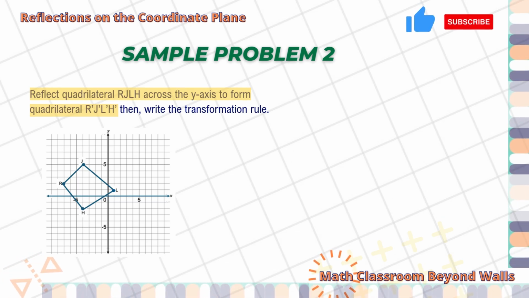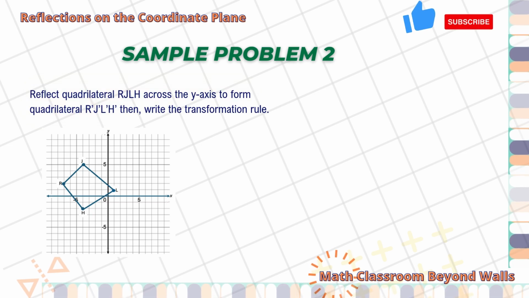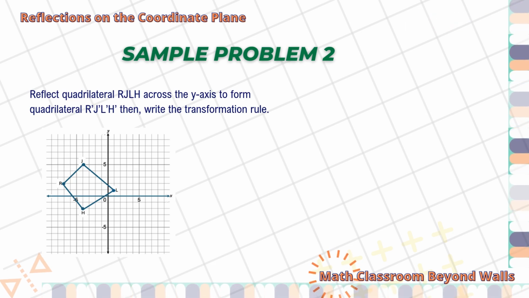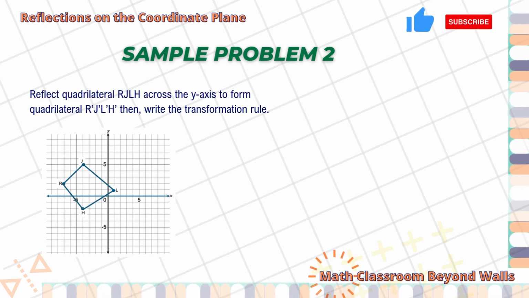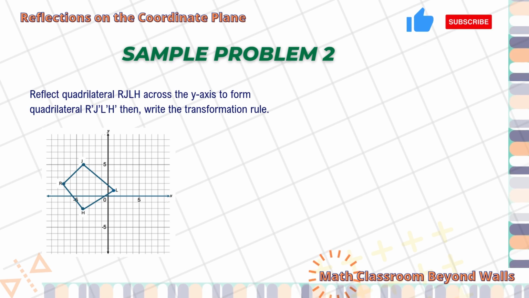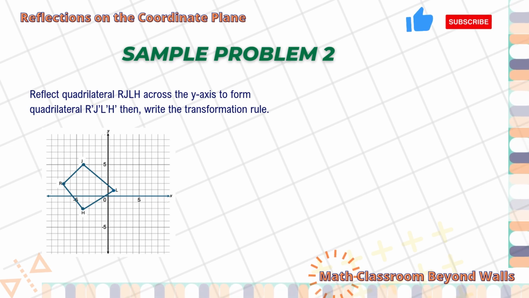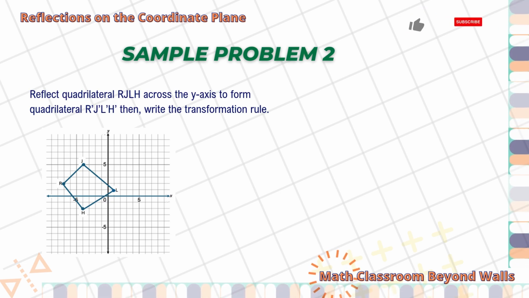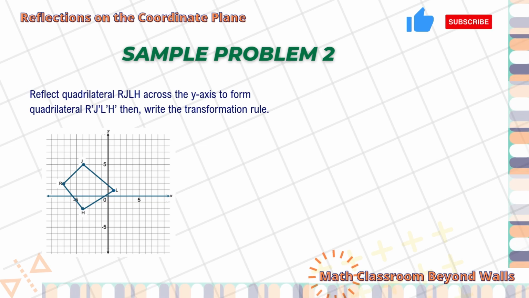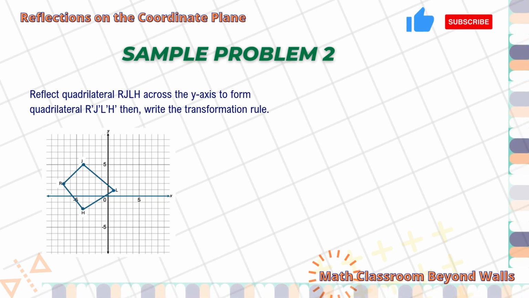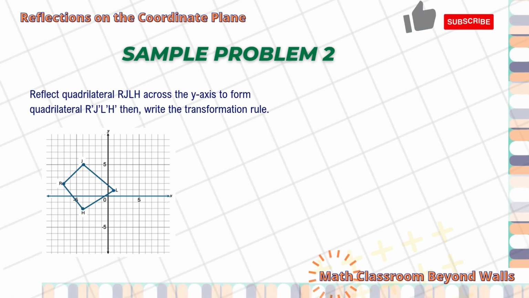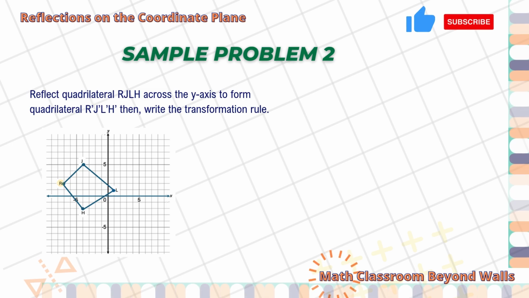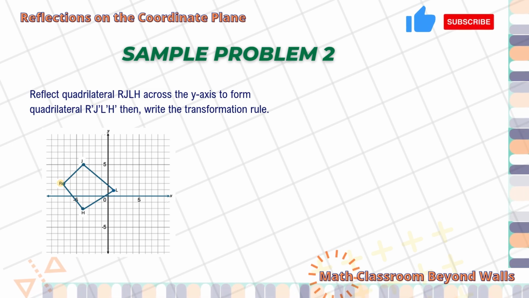Okay, so we are to reflect quadrilateral RJLH across the y-axis to form quadrilateral R', J', L', H'. To reflect the preimage, we reflect the vertices of the preimage one after the other. Let us do this. We begin with point R. We count how far R is from the line of reflection, which is the y-axis.